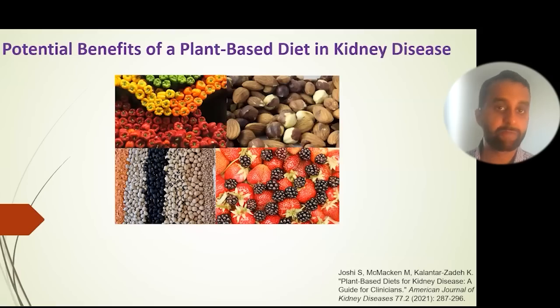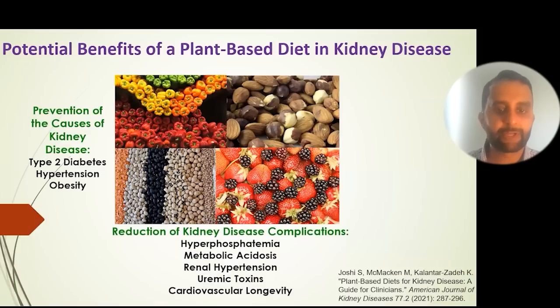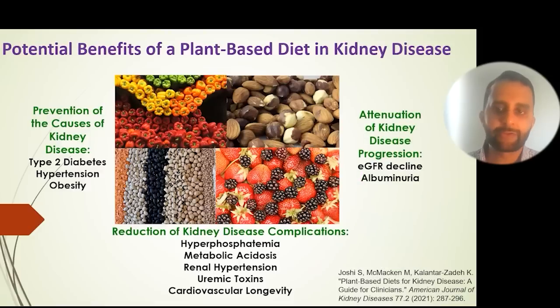There are a lot of potential benefits of a plant-based diet in kidney disease. Plant-based diets have the potential to prevent and treat some of the causes of kidney disease, including diabetes, high blood pressure, and obesity. They can also help with the complications of kidney disease, which we'll talk about in this lecture, and also help prevent the progression, or at least slow the progression of kidney disease for those who already have it, which we'll also talk about in this lecture. This comes from a recent paper that we published last year for anyone interested.